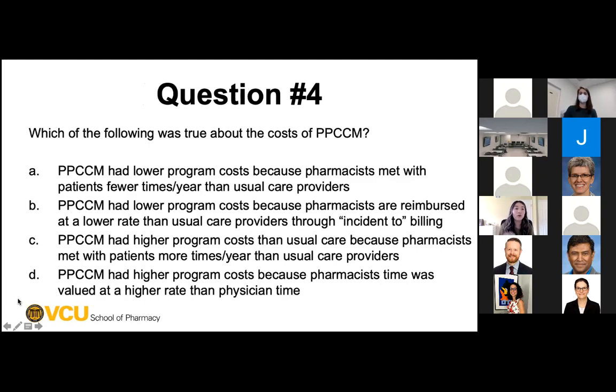So question number 4, which of the following was true about the cost of PPCCM? Is it A, PPCCM had lower program costs because pharmacists met with patients fewer times per year than usual care providers? B, PPCCM had lower program costs because pharmacists are reimbursed at a lower rate than usual care providers through incident to billing? C, PPCCM had higher program costs than usual care because pharmacists met with patients more times per year than usual care providers? Or D, PPCCM had higher program costs because pharmacist time was valued at a higher rate than physician time? You guys can feel free to answer in the chat once again.